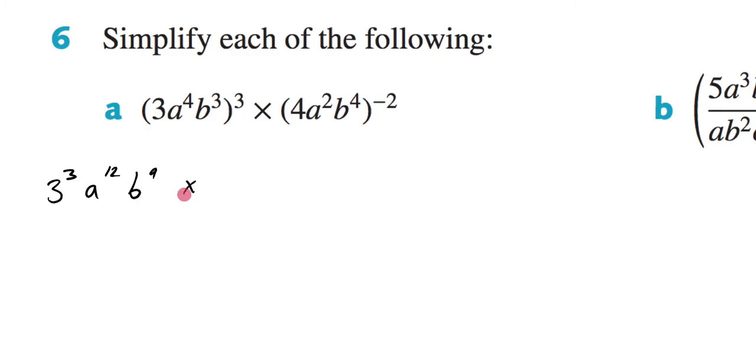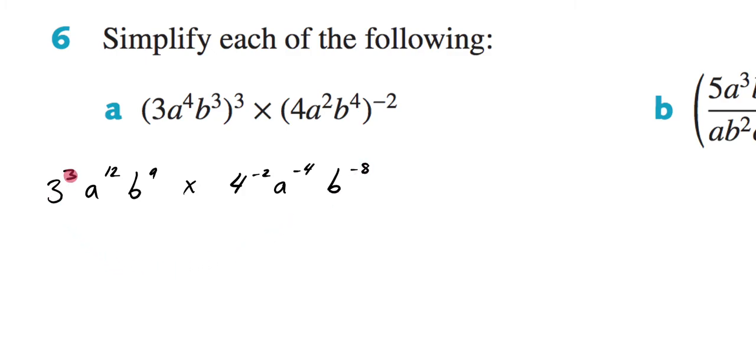Then I'm going to multiply. Now, I could do this several ways. I have a negative index here, so I could take the reciprocal of this entire thing right now, or I could do it later. I'm just going to do it later. I'm just going to bring this negative 2 inside. So it's going to be 4, negative 2. Then A, now 2 times negative 2 is negative 4. And then B, 4 times negative 2 is negative 8.